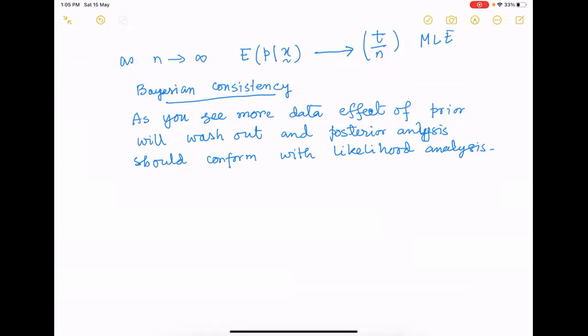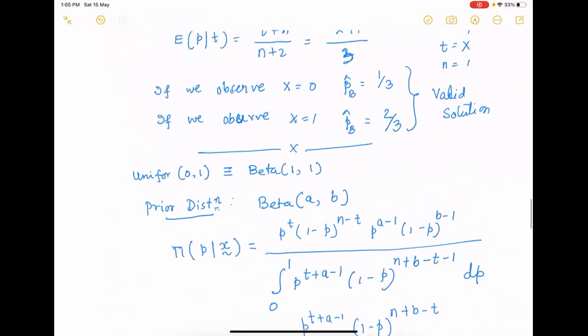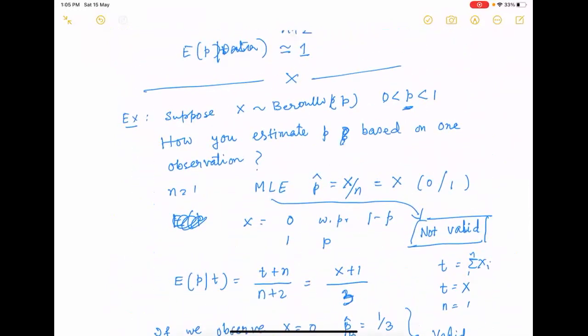If you have too many parameters and too little data, for example, even though it was a toy example, you have one parameter and one observation. And that one observation was not enough to give you a valid analysis for P. But what we did, we made one structural assumption that P follows uniform 0, 1. If you assume P follows uniform 0, 1, that one structural assumption gives you this nice solution.